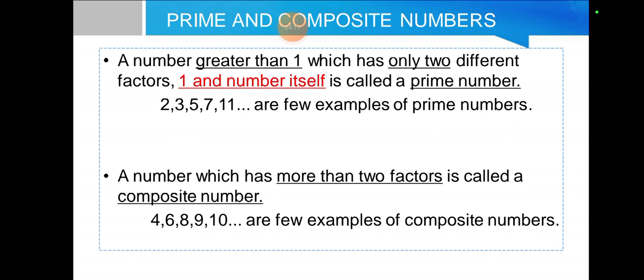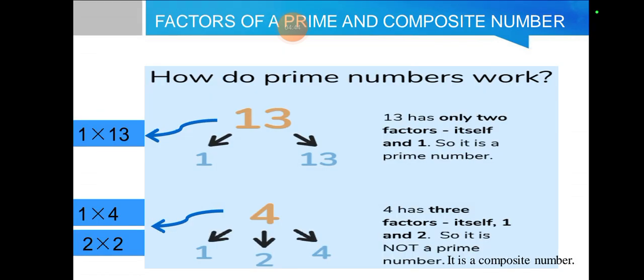So these all are the prime numbers, whereas composite numbers are exactly the opposite. The numbers which have more than 2 factors are called composite numbers. Like in prime numbers we have that they are always greater than 1 and have 2 factors, 1 and the number itself, whereas in composite numbers we have more than 2 factors, like 4, 6, 8, 9 and 10. They have multiple factors. Factors of a prime and composite number.